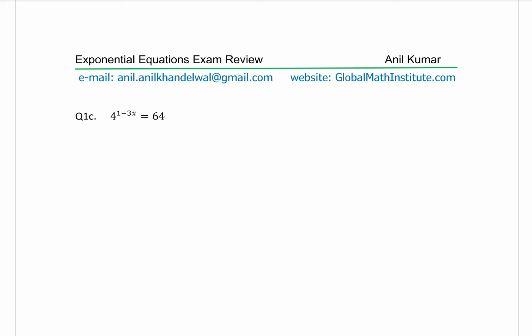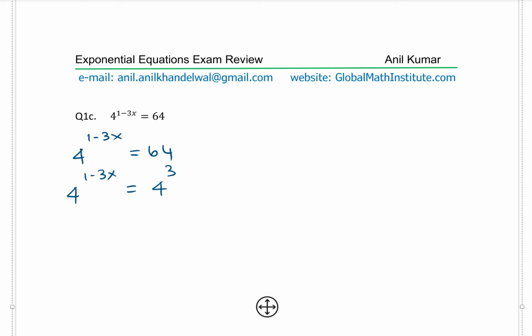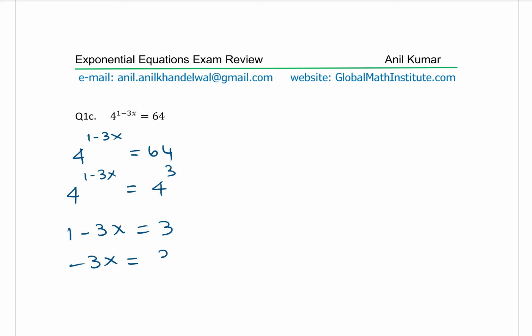Now, the second example based on common base again is 4 to the power of 1 minus 3x equals 64. So let's rewrite this. We have 4 to the power of 1 minus 3x equals 64. Now, can you write 64 as an exponent with base 4? Yes, you could: 4 cube. So 4 cube is 64. Now, 1 minus 3x is equal to 3, and you can simplify this equation. Minus 3x equals 3 minus 1, which is 2, and x is equal to minus 2 over 3. So you get your solution, which is x equals minus 2 over 3.